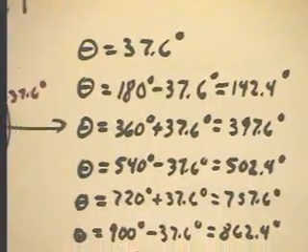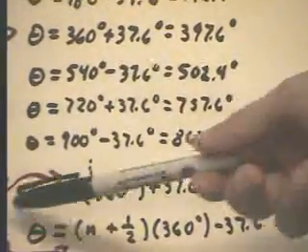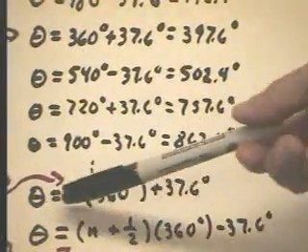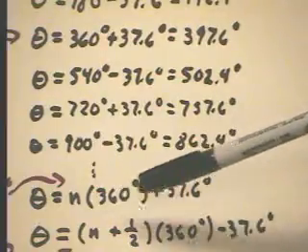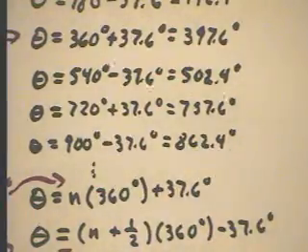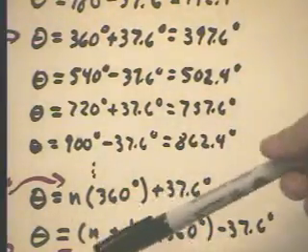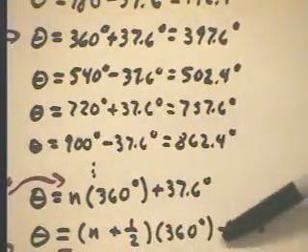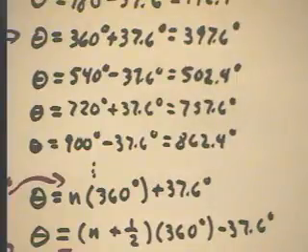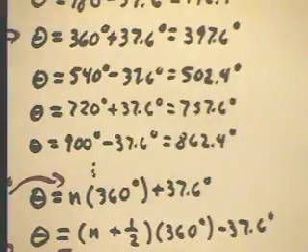And, of course, there's no end to this, so what we're going to say is that we can go any whole number of times around the circle, n times 360 degrees, which brings us back to our original positive x-axis, and then we can add 37.6 degrees to that to get our first quadrant angle. Or we can go n times around the circle and another half time, which gets us around to the negative x-axis, and then backtrack 37.6 degrees. So these are our formulas for the angles at which the sine of theta equals 0.61.